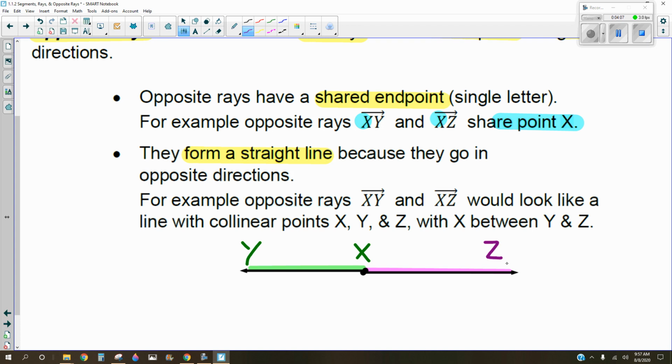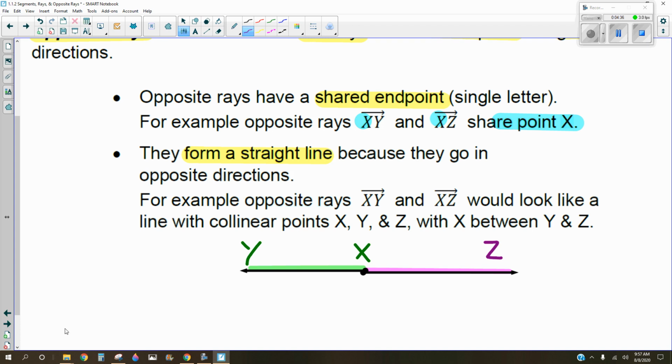So that's kind of the example of opposite rays. I like to think of it as like if you're looking at the clock and it's 6 o'clock, the hour hand and the minute hand are two separate hands, but they share the center of the clock, and one is pointing up towards 12 and one is pointing down towards the 6. Those would be an example of opposite rays.